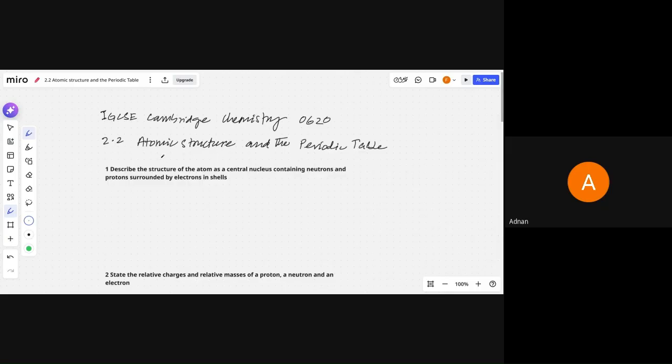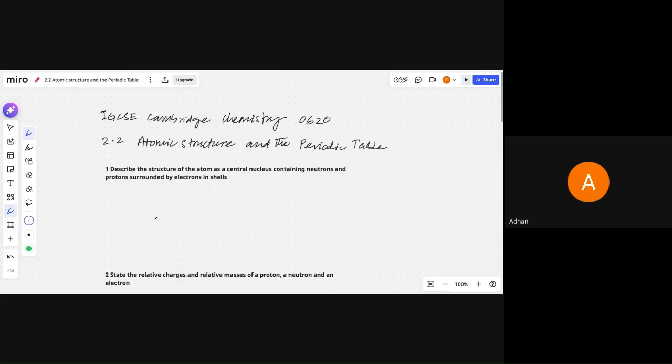So this topic 2.2 has different subtopics, mainly six. The first one is to describe the structure of the atom as a central nucleus containing neutrons and protons surrounded by electrons in shells. So how basically an atom looks like.